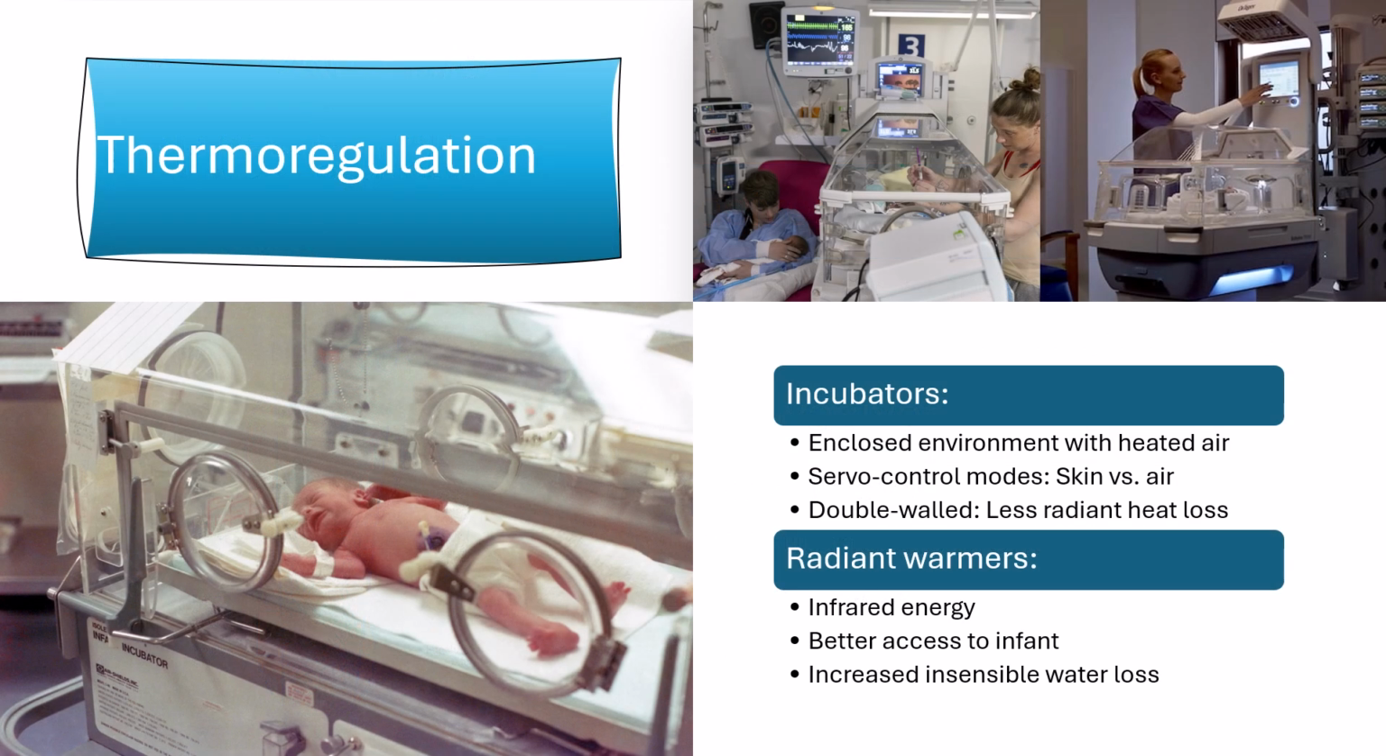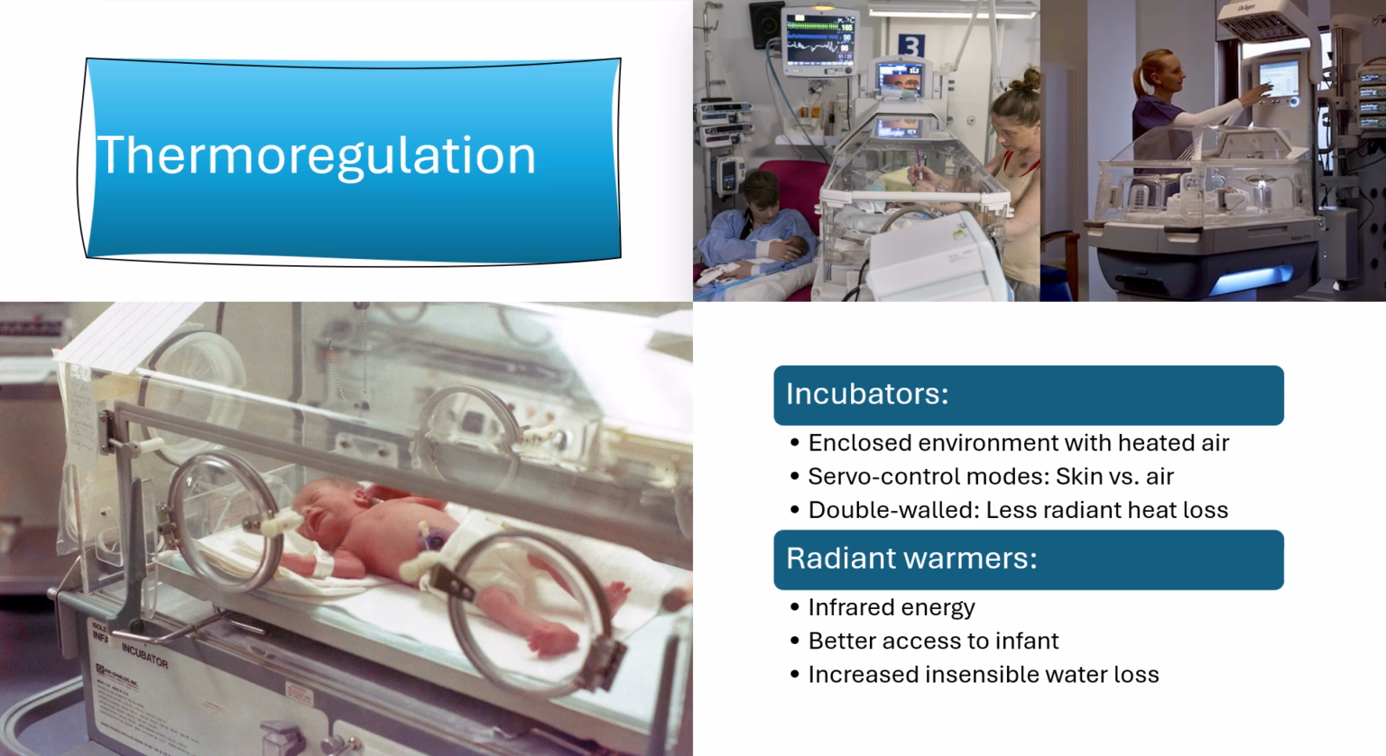Thermal regulation equipment includes incubators and radiant warmers. Incubators provide an enclosed environment with heated air and can operate in skin servo-control mode, which adjusts based on the infant's skin temperature, or air servo-control mode, which maintains a set air temperature. Double-walled incubators reduce radiant heat loss and provide more stable thermal environments.